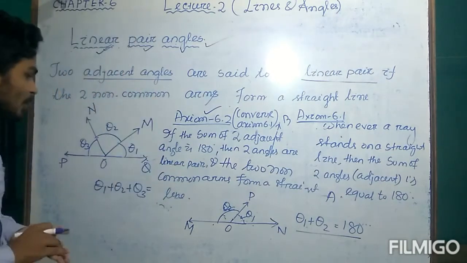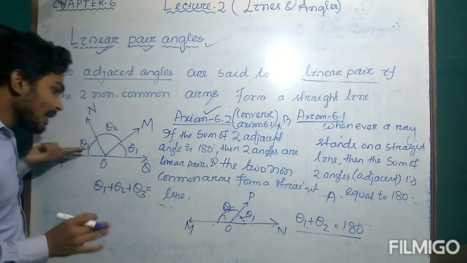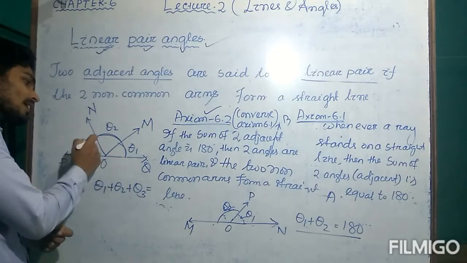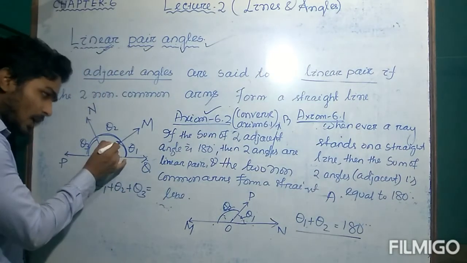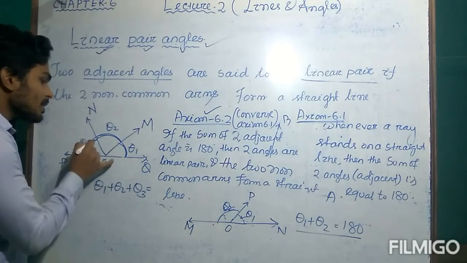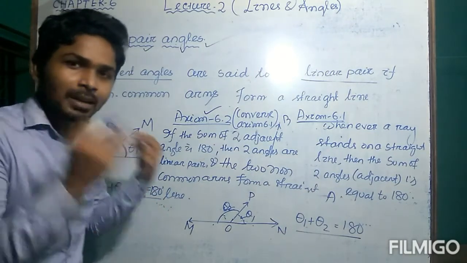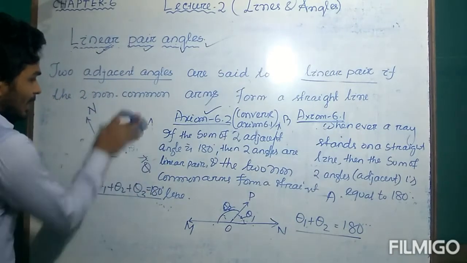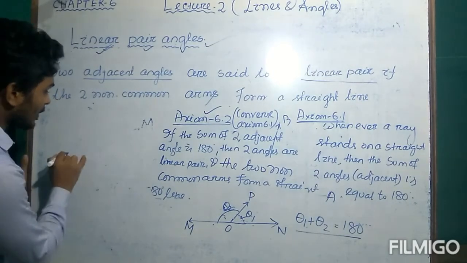As we know, this is a straight line, and a straight line means a straight angle. Straight angle is equal to 180 degree. So the total angle is 180 degree. Total angle means theta 1 plus theta 2 plus theta 3. So here all the three angles combine to form 180 degree. Right?